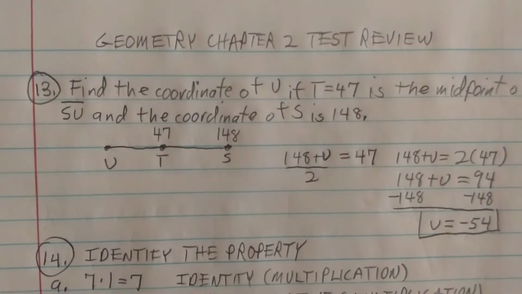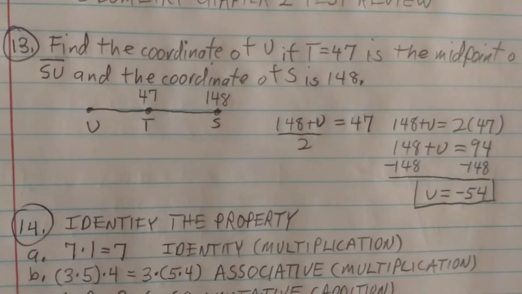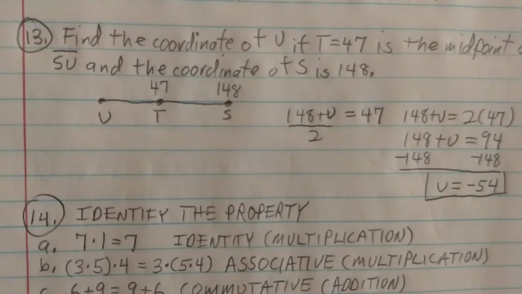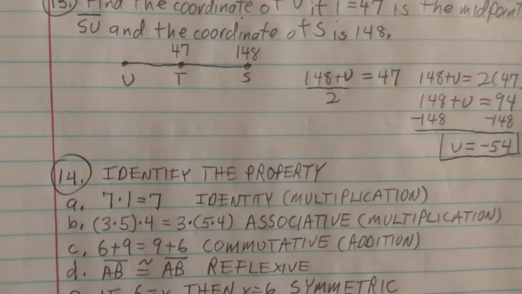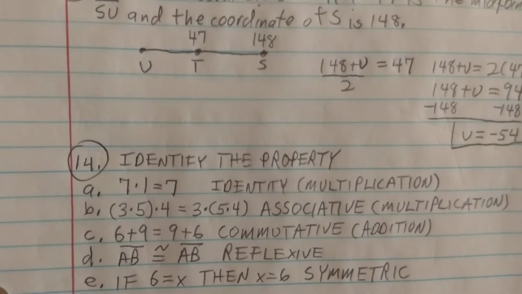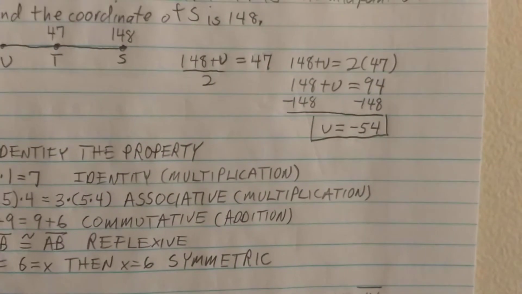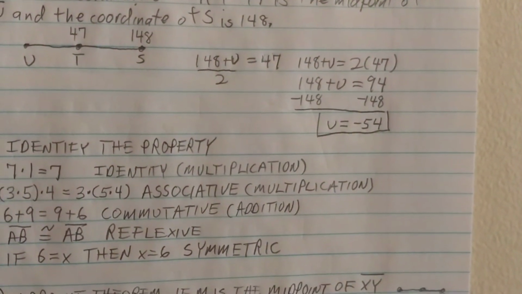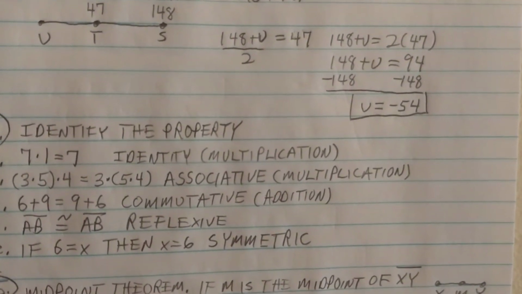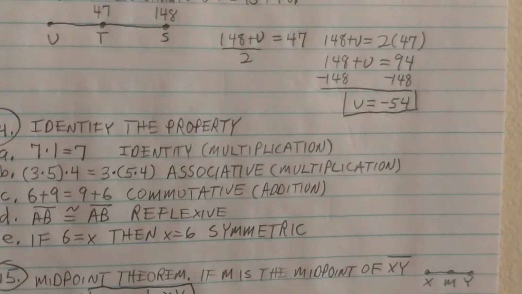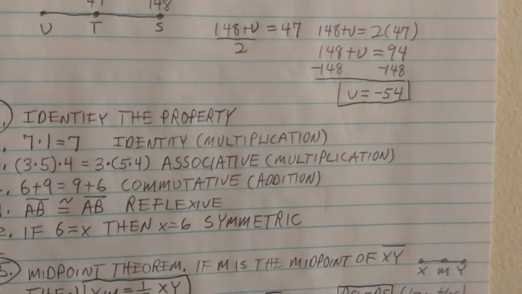Problem 13 is find the coordinate of u if t is the midpoint of segment SU and the coordinate of S is 148, as shown in the diagram. So the midpoint of SU is 148 plus u over 2 is equal to 47. So multiplying both sides by 2, we get 148 plus u equals 2 times 47, or 148 plus u equals 94. Subtracting 148, we get u equals minus 54.